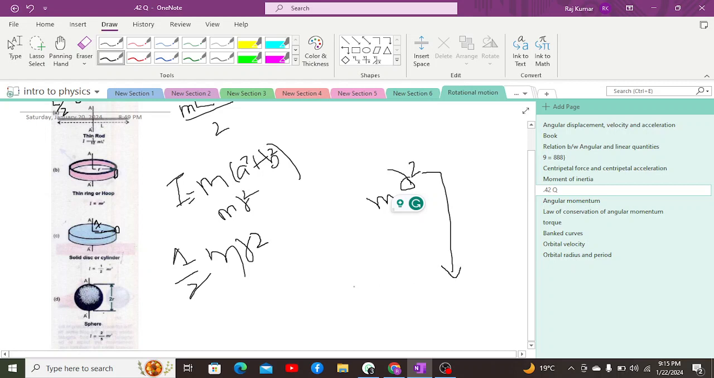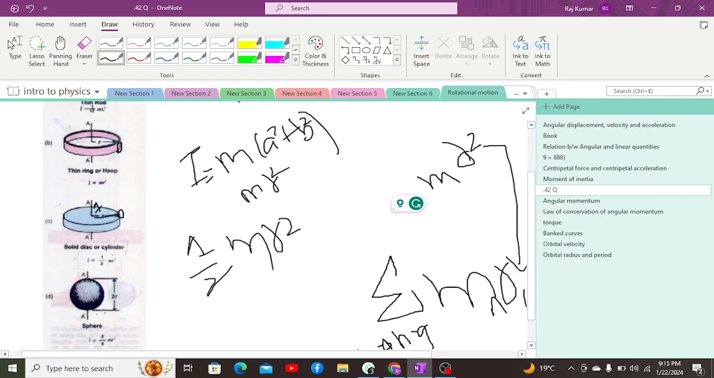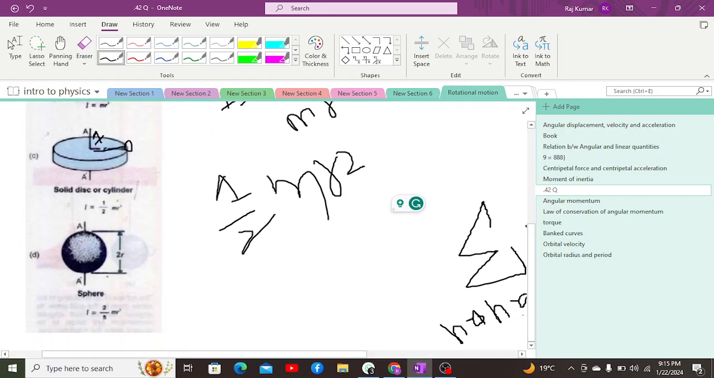If there is a different distribution of masses, it needs to be summed up into m1 r1 square plus m2 r2 square plus m3 r3 square. So in this case we can write it as the sum of mn rn square, with n going from 1 to n. So this is how we write it. Likewise, coming to the final point, which is 2 upon 5 mr square, this is for a sphere.